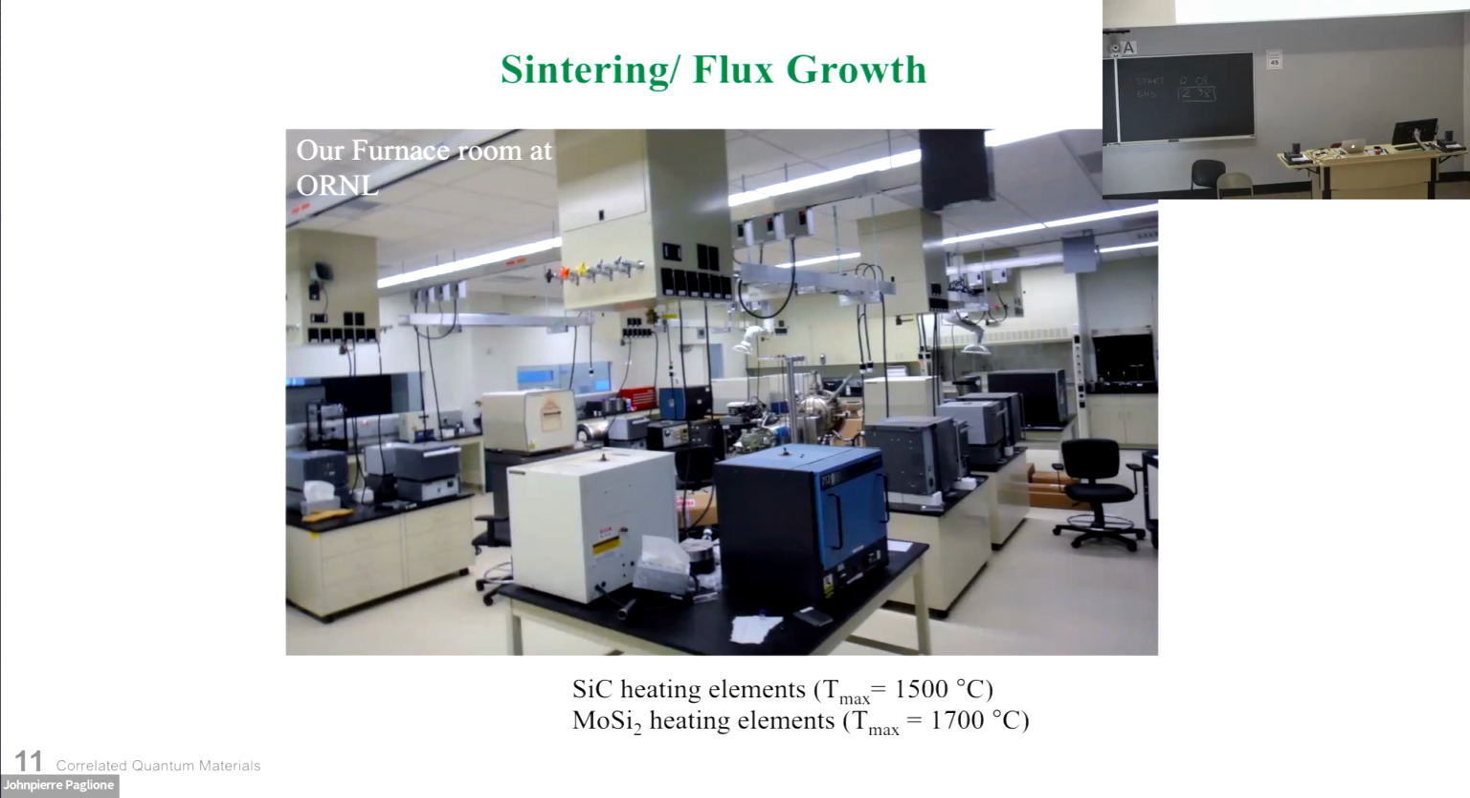We have a room that just essentially has resistively heated furnaces. This is an older picture. There's a lot more furnaces in there now. But this is typically for flux growth, which I'll talk about a little bit more in a minute. Some have silicon carbide heating elements, so you can go to 1500 C. Some have molybdenum disilicide, going to 1700 C. And a lot of these just have a nichrome type heating element, which goes up to about 1200 C. But these are used a lot.